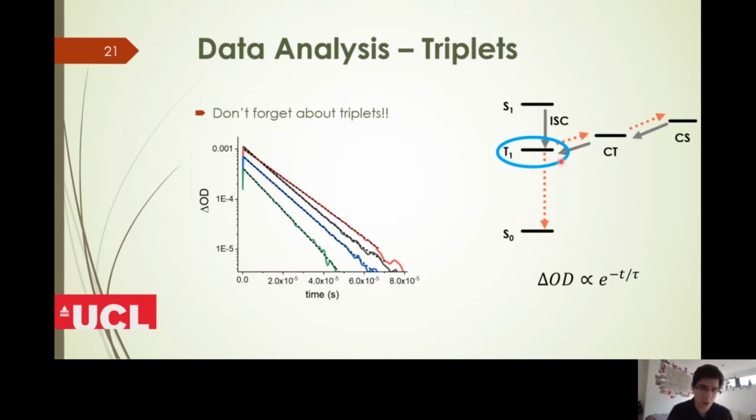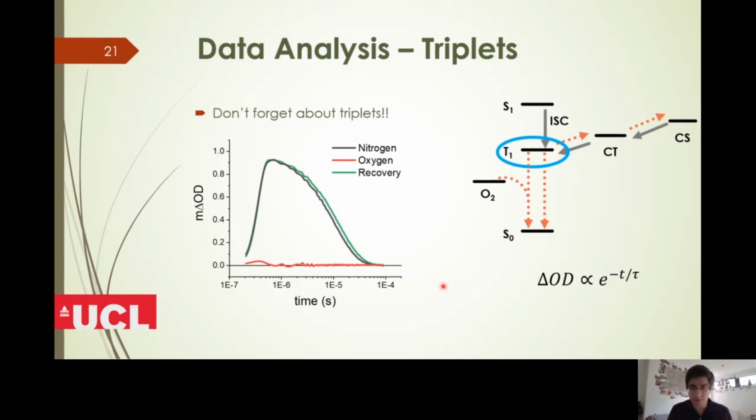Also, I'm going to talk to you a little bit about triplets, because I've seen some papers where, although the solar cell is efficient, they don't address anything about triplets, and they do have triplets. So we have to be careful. The triplets also recombine through a monomolecular process, so they are going to follow a mono-exponential decay, like the singlets, and they are going to be linear if you plot them in the log-linear scale.